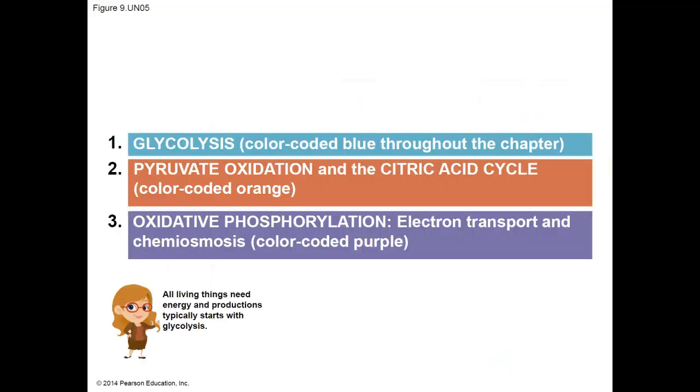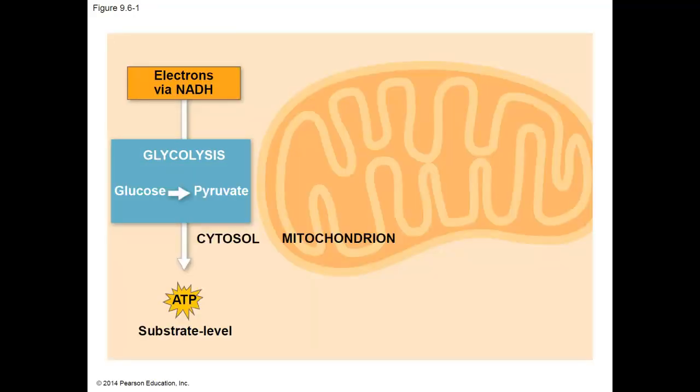Let's begin talking about cellular respiration. Cellular respiration begins with glycolysis, then pyruvate oxidation and the citric acid cycle, ending with electron transport and chemiosmosis of oxidative phosphorylation. All living things need energy, and production typically starts with glycolysis.